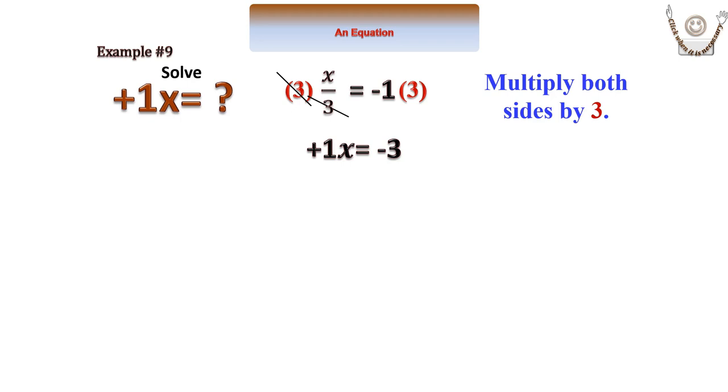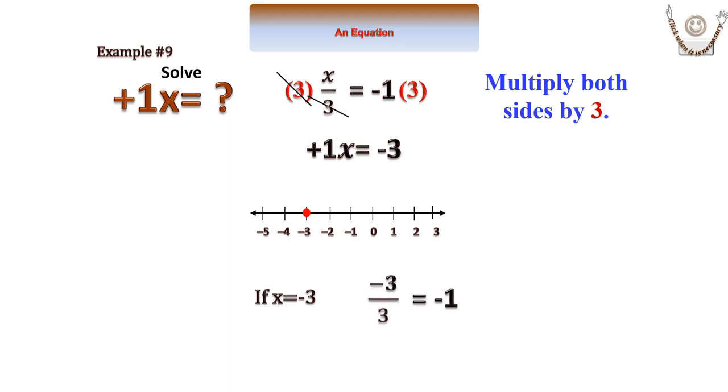We can show this result on the real number line and check if x is negative 3, would the left side be equal to the right side. We have to replace x by negative 3 and check, is it true or not? Negative 3 divided by positive 3 is negative 1. Yes, it's true. So we can say x equals negative 3 is a solution of our equation. You can show using curly parentheses, but we can show only negative 3 within curly parentheses, and it will be okay too.